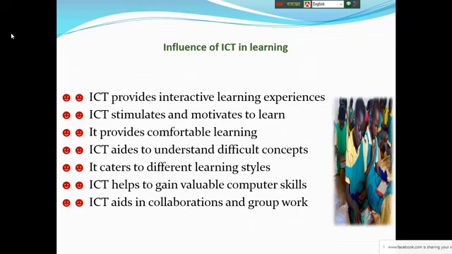It caters to different learning styles. There are a lot of learning styles and a lot of learning strategies. You can choose whatever you like. You can develop your own learning styles. And ICT helps to gain valuable computer skills.